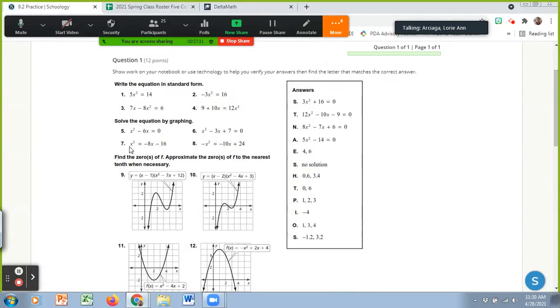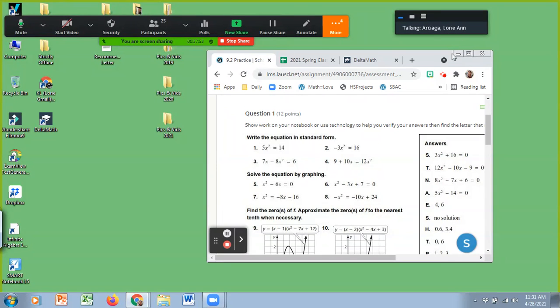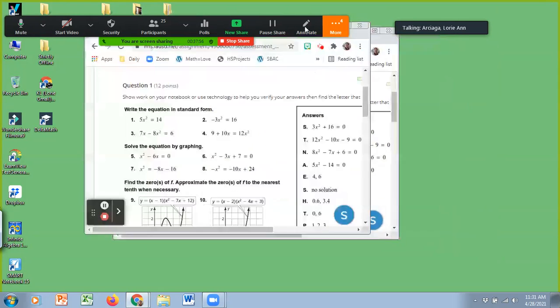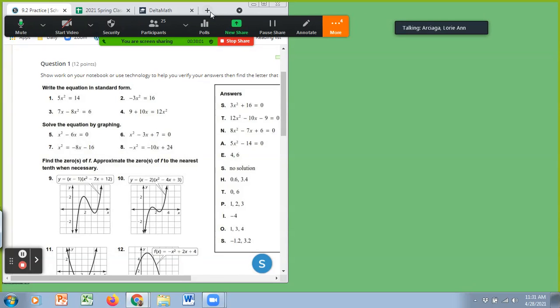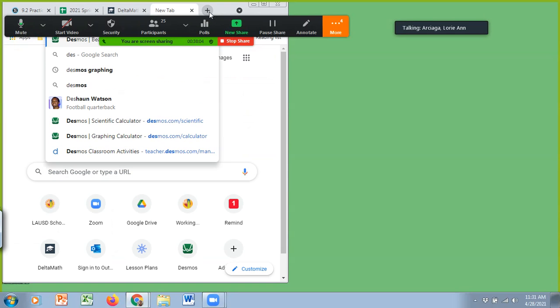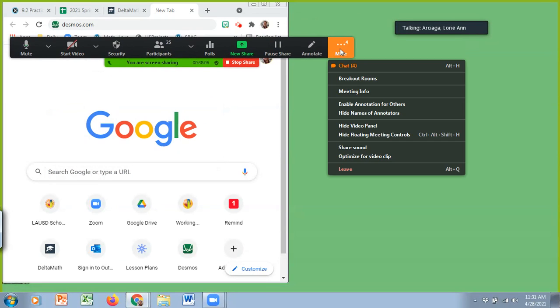Numbers 5, 6, 7, and 8. So solve the equation by graphing. You either do it by hand on your notebook or use technology to help verify your answer. Now, since we had a huge chapter on graphing and we're just reviewing right now, we just want to find the points where the graph crosses the x-axis. So what you can do is, let me make this one smaller so I can open another window. I'm going to open my Desmos graphing.